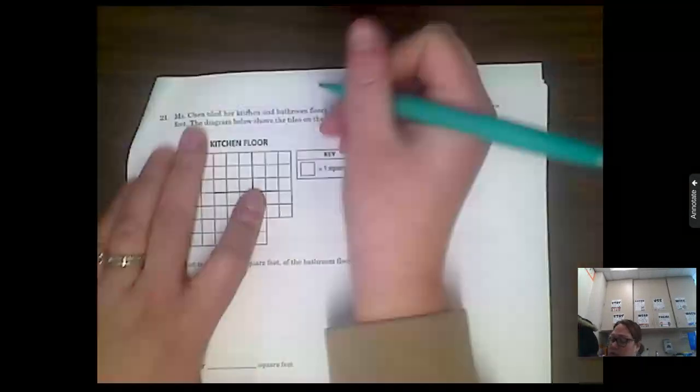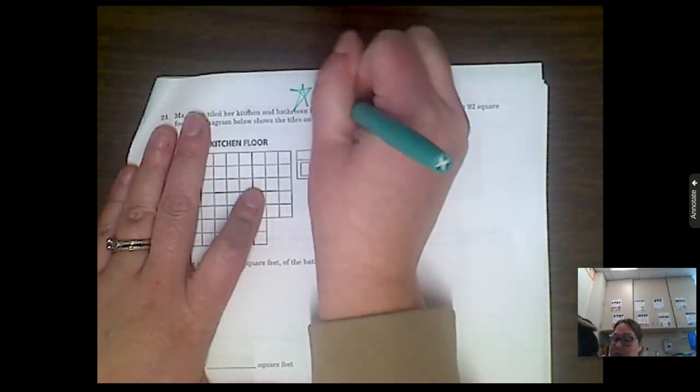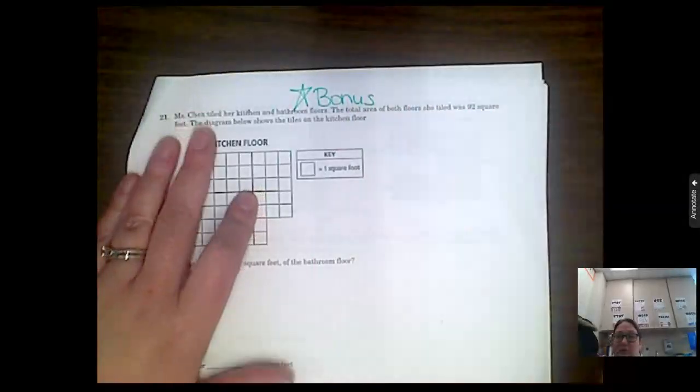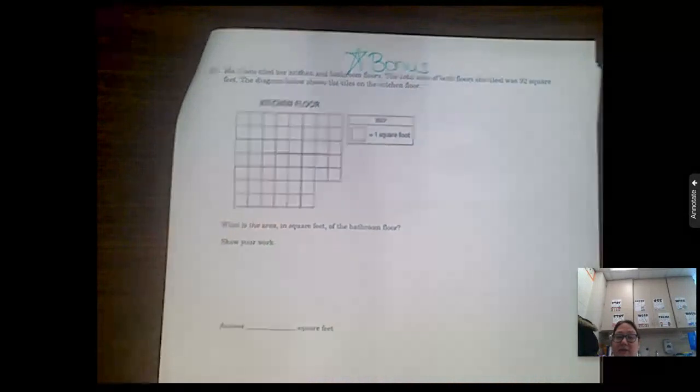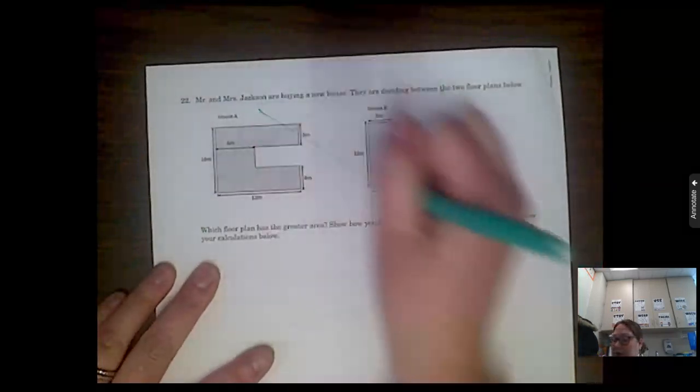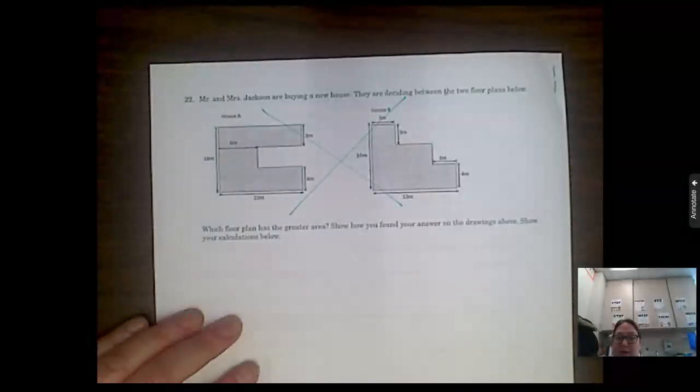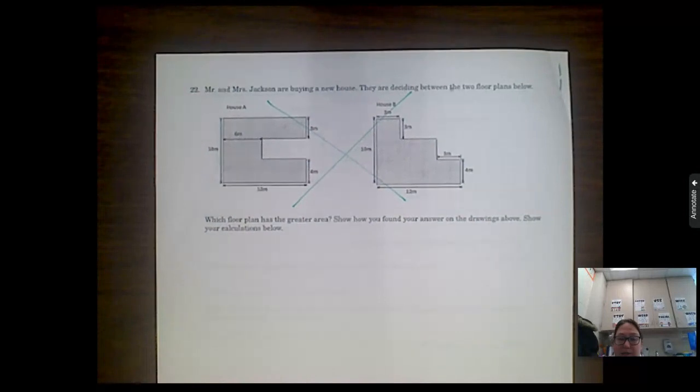21, I'm going to tell you, is a bonus. Give it a try, though. Don't just say, I'm over it, I'm not going to try. Give it a try. 21 is a bonus. And if you want to give number 22 a go, you can, but you don't have to. You could also just cross it out. It's not going to be a bonus, but if you want to challenge yourself.